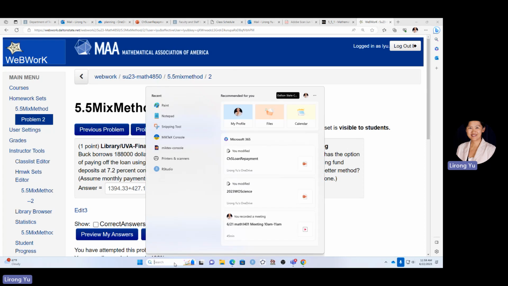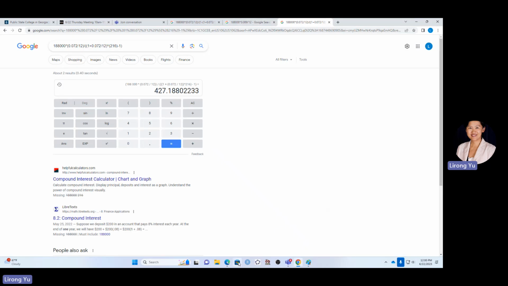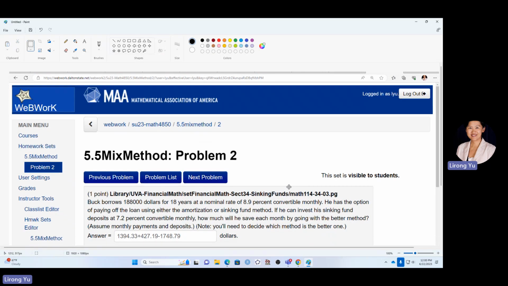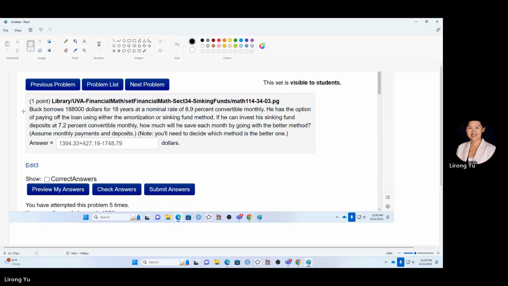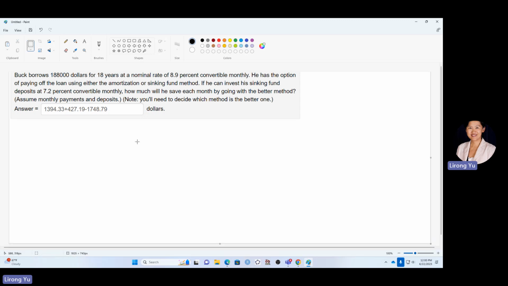So let's look at the calculation. I just want to explain this one so you can see a comparison between the two methods, so I'm going to explain the solution here. First, we're going to calculate the amortization: using the amortization method, what is the amount of payment?